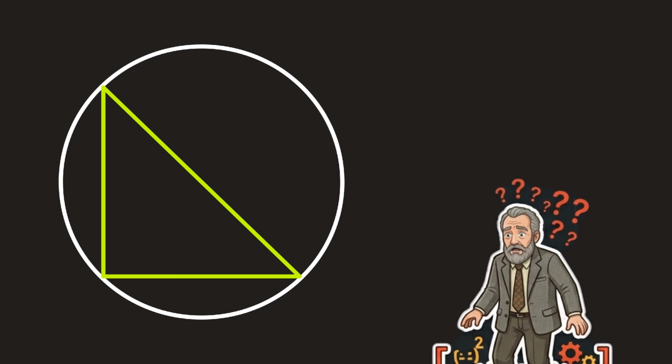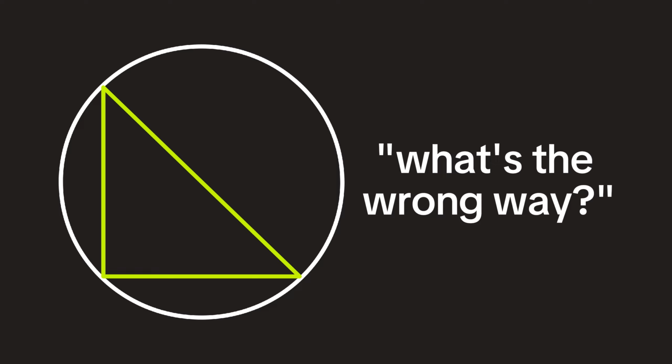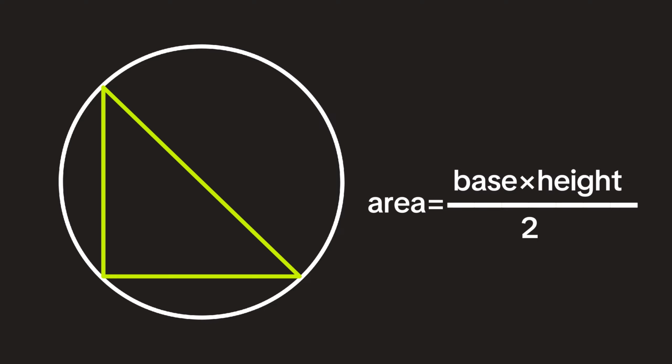Today, we are breaking down the trap, why your first instinct is probably wrong, and how to solve it in seconds. So, what's the wrong way? Let's look at what most people do. They see radius is 5. They remember the area of a triangle formula. Area equals half times base times height.